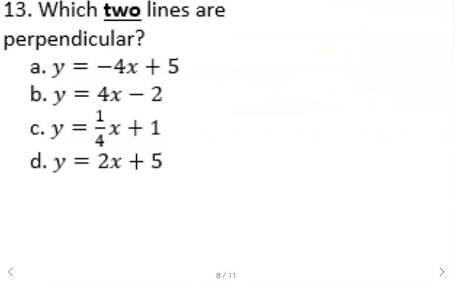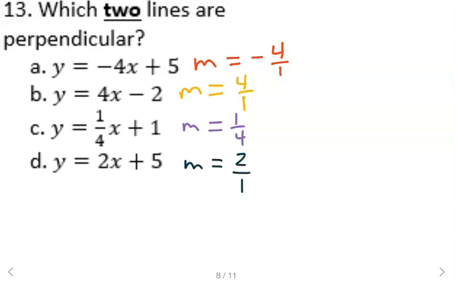Parallel lines have the same slope. Perpendicular lines have opposite reciprocal slopes. So take a look at the slope for each of these lines. For part A, we've got a slope of -4 as a fraction, -4/1. Part B, we have a slope of 4/1. Part C, we have a slope of 1/4. And then part D, we have a slope of 2, or 2/1. We're looking for the ones that are opposite reciprocals. Opposite meaning it changes sign, reciprocal meaning you flip it.